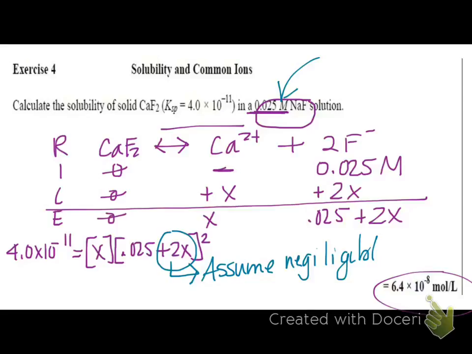Okay, you assume negligible. When you assume this, it has to be within 5%. Okay? And we're going to check that when we get to the end, once we get our answer. So we're going to assume that's negligible and drop it off. So when we do that, it looks like this. Okay? If you're not caught up, pause, because I'm about to erase and then continue.